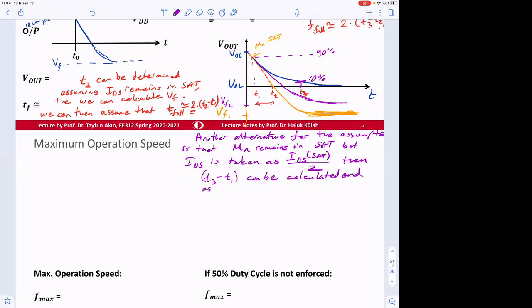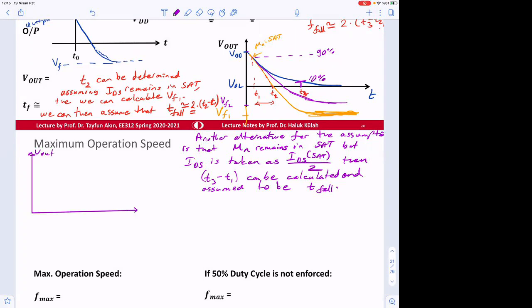And assumed to be T fall time. Okay, so there are different approaches here for the assumption, but in any case, of course, the best one is to use the simulation tools for this thing.